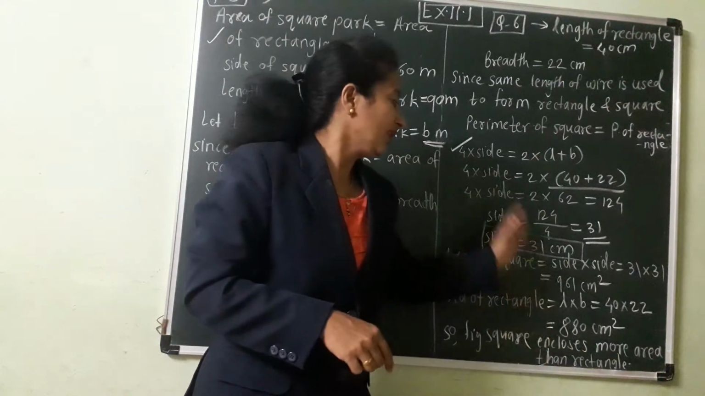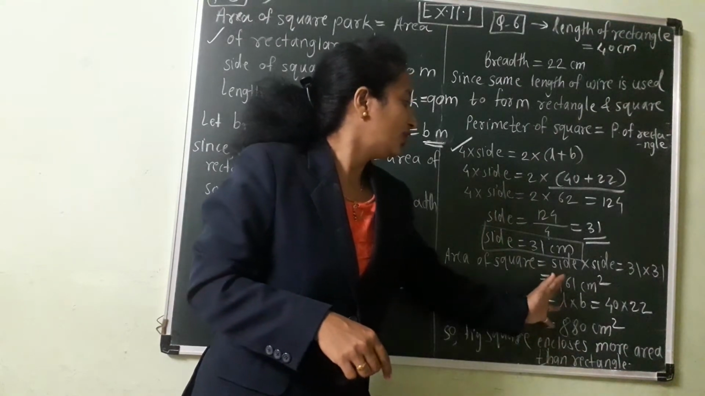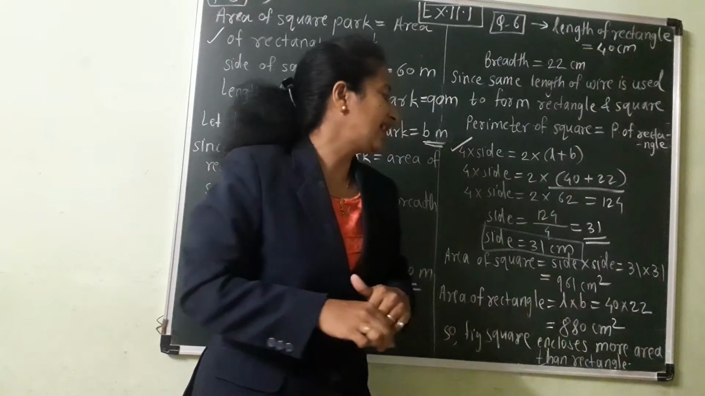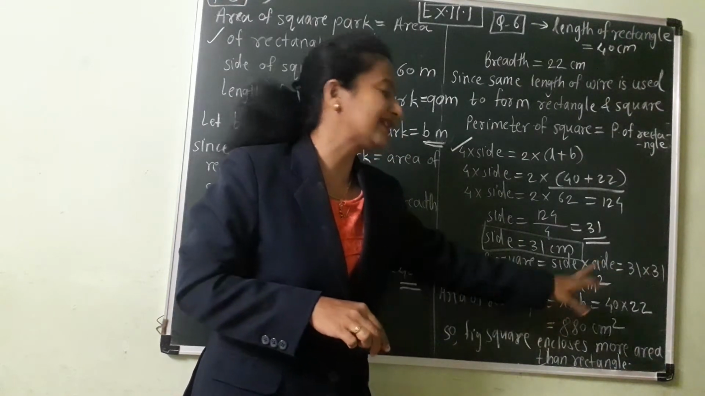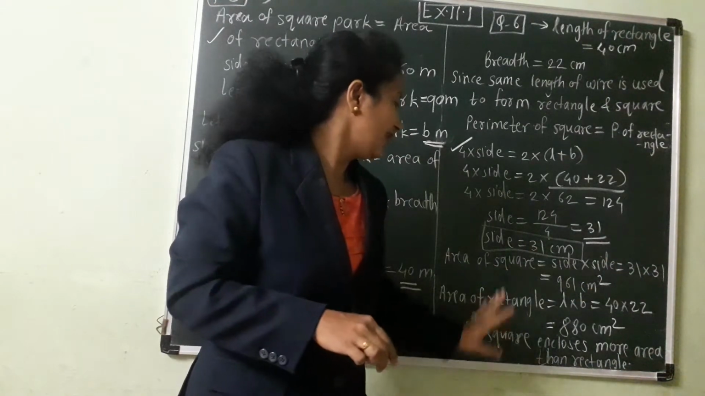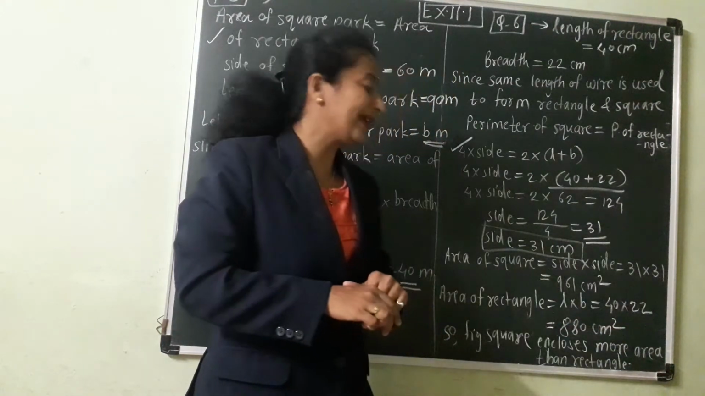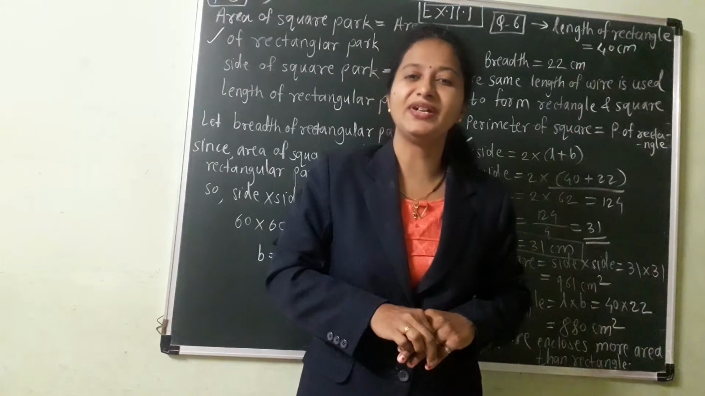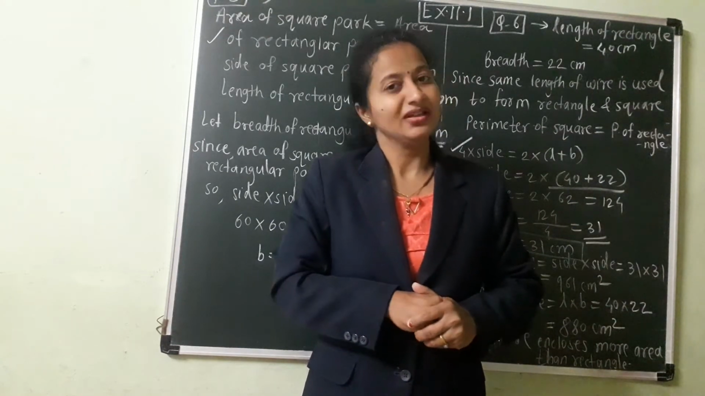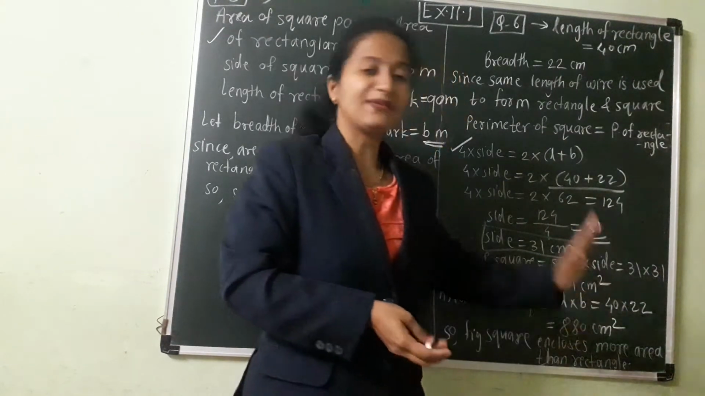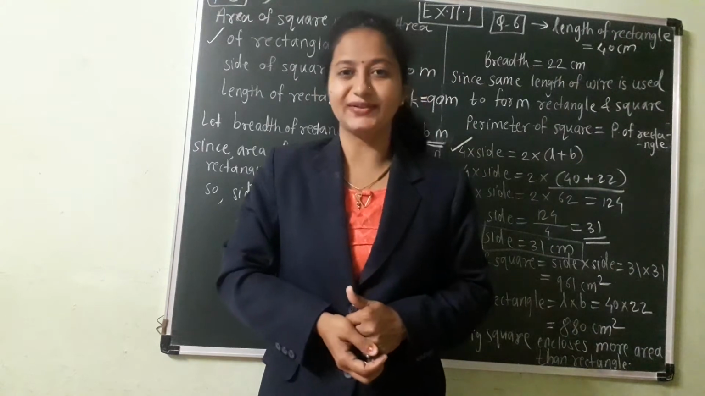Now tell me, which area is bigger here? 961 centimeter square. That means of course the square encloses, covers more area as compared to the rectangle. Yes, this is the final answer for this question. Now we'll see the next question.